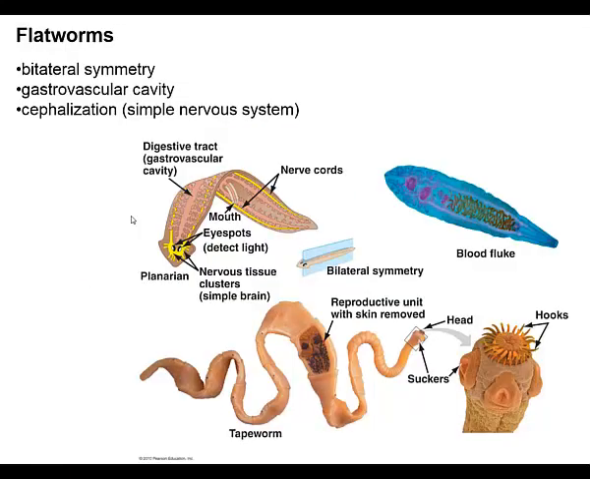Flatworms. Many of you have seen the little planaria. These guys right here. A lot of high school biology projects will use planaria in lab activities. These are bilaterally symmetrical organisms that have a gastrovascular cavity.